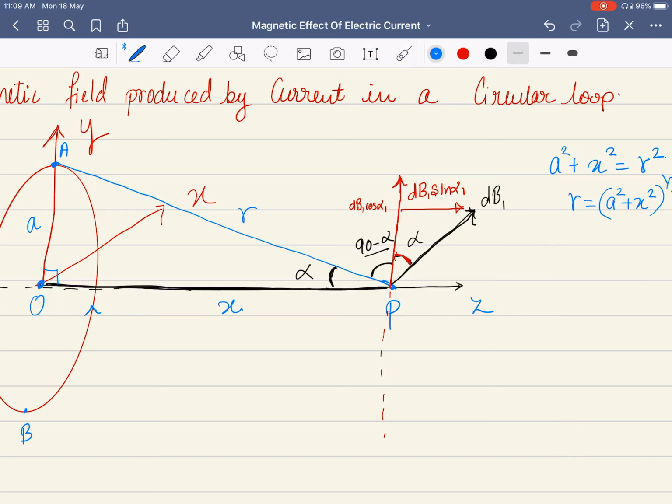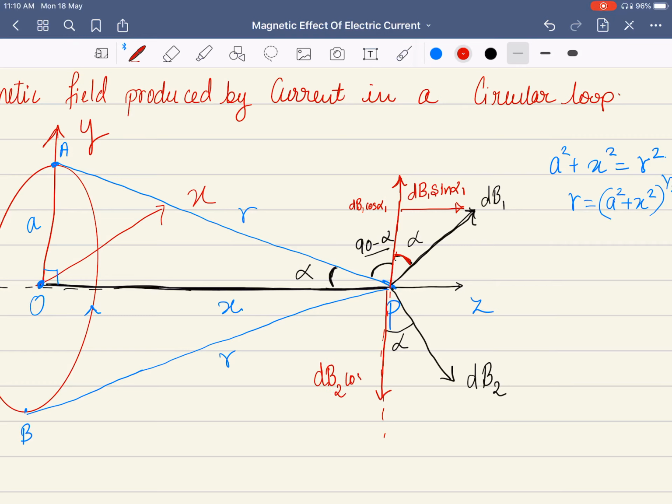Similarly, when I talk about the diametrically opposite point B, when it joins P, the length would remain the same. But the direction of the magnetic field delta B2 will be in the downward direction, making the same angle alpha, because of the symmetry. So we are having two components: one is delta B2 cos alpha, and the opposite component is delta B2 sin alpha.